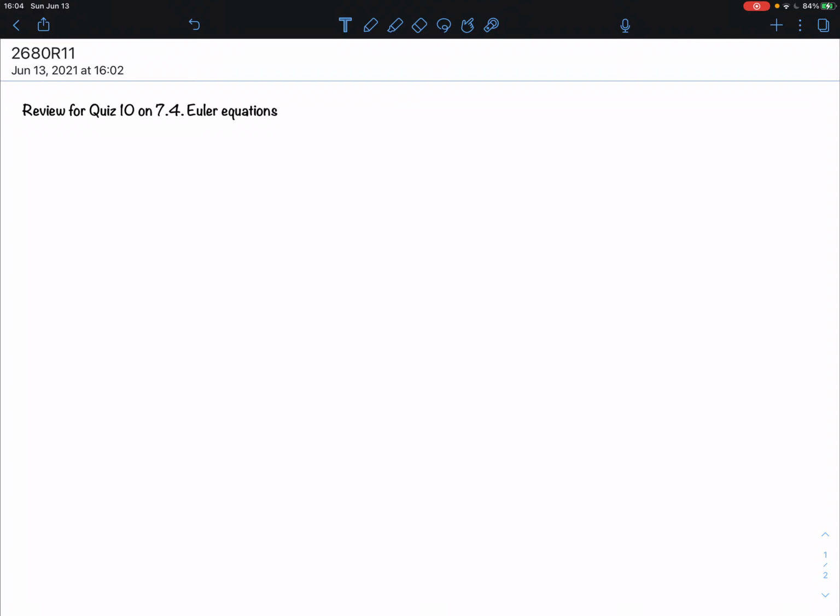Salutations. I want to review quiz number 10 with you on Euler equations. These are equations of the form ax squared y double prime plus bxy prime plus cy equals 0. Don't confuse these with constant coefficients, because there would be no x squared and x in there. And the powers of x have to be this way, otherwise it would not be considered an Euler equation.